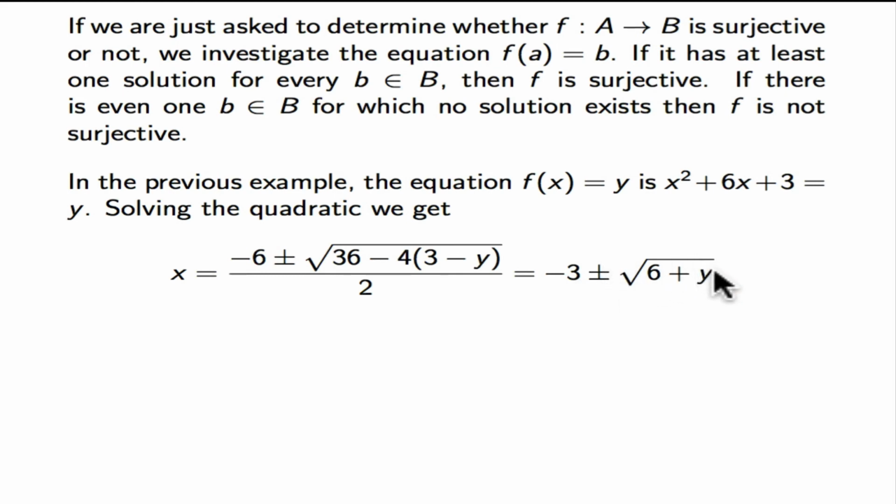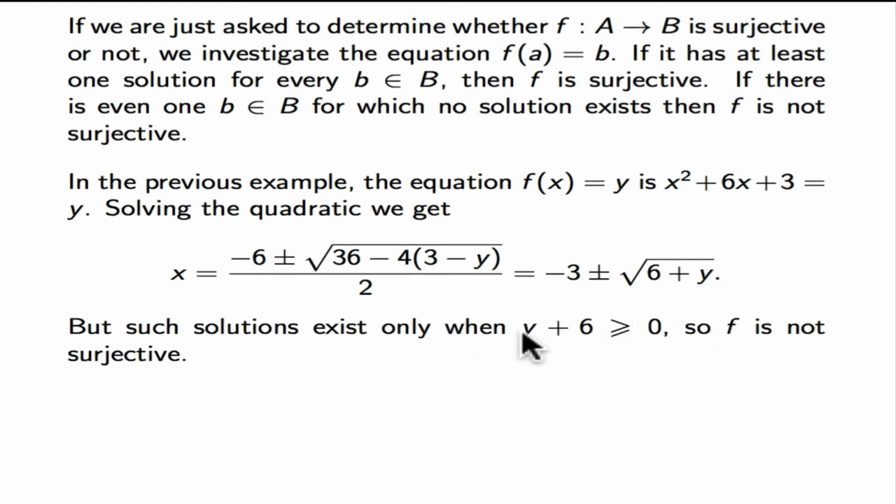Remember, we don't mind if we have more than one solution. What we mind is that we have at least one solution. But actually here we don't always have a solution. We only have solutions when y plus 6 is greater or equal to 0. So f is not surjective. Taking y equals minus 7 as we did before, there is no solution.